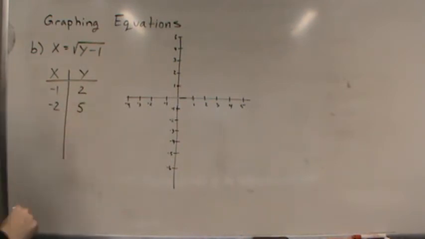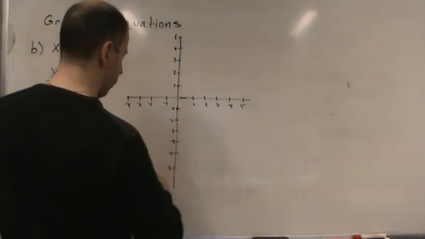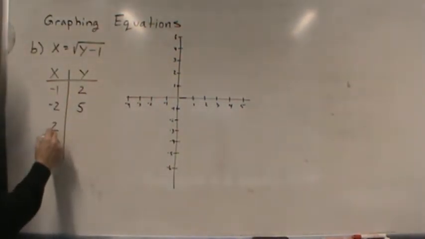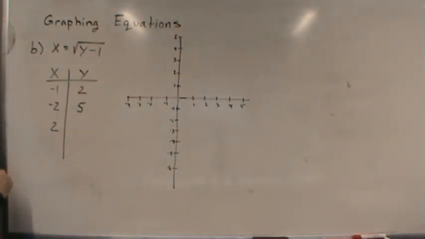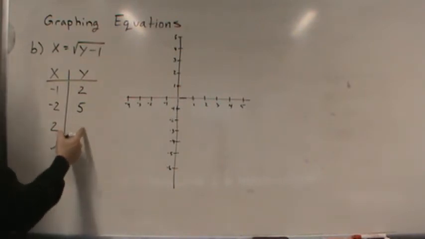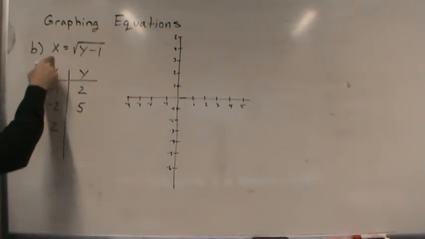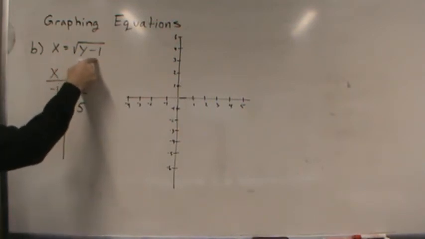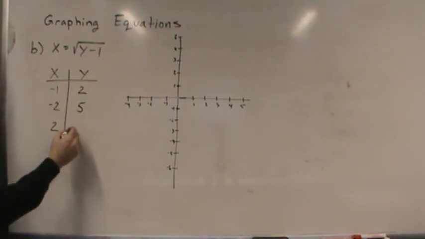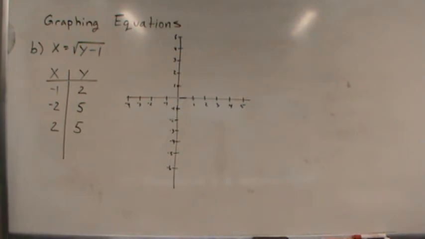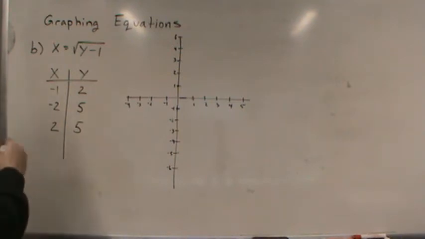Now let's go over here. Let's put in 2. In this case, we get the same answer as for negative 2, because if we square both sides, we get 4, and y minus 1 again, and we add 1 to both sides, and we get 5. So now, here's 3 more points. Let's plot these points. I've got (-1, 2).